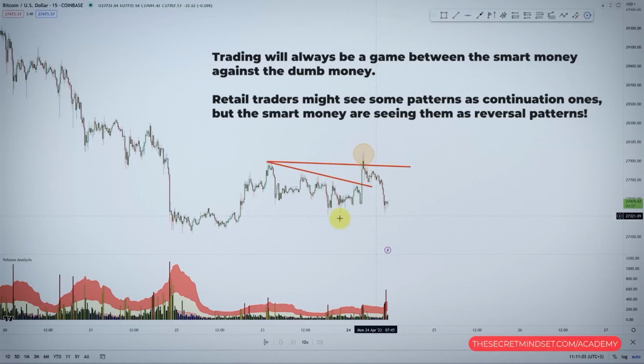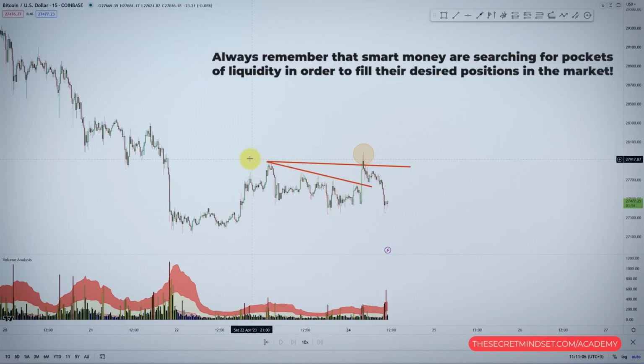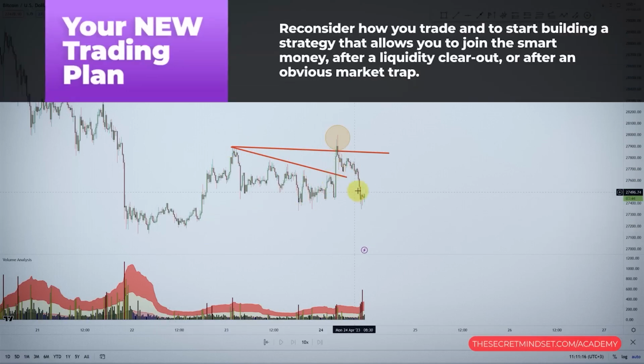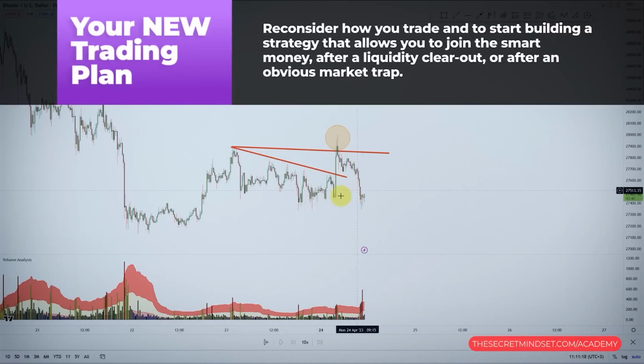In order to align yourself with their true intentions, always remember that smart money are always searching for pockets of liquidity in order to fill their desired positions in the market. They are always looking to shake out weak hands, particularly around support and resistance levels that are being widely watched.